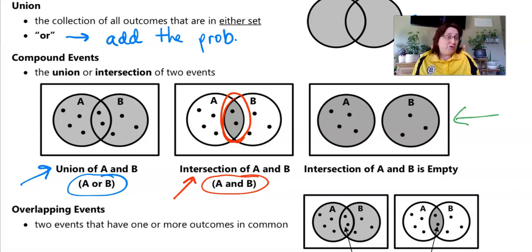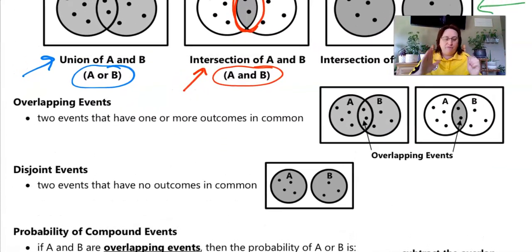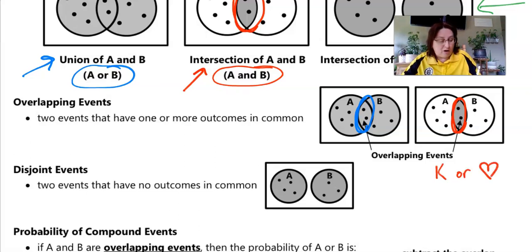Now, I told you just a second ago we were going to talk about overlapping events. I'm going to circle this right here. Overlapping is where the two events have the same outcome. For instance, if I say you draw a king or you draw a heart out of the deck, can't a king also be a heart? Yes. So that is considered an overlapping event. And these are important. I'm going to show you why in just a second.